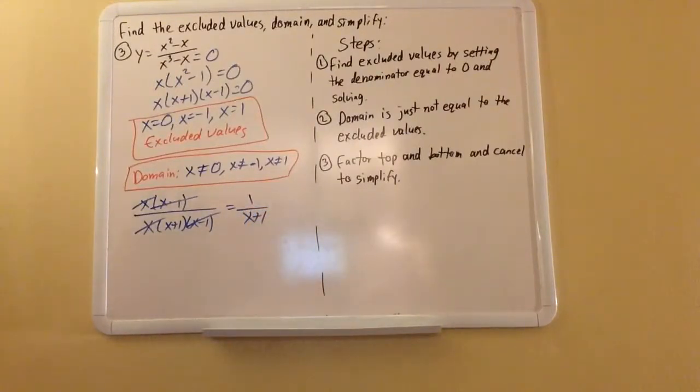Now, there's a lot of confusion about this, because a lot of people like to write this as just x plus 1, or they like to write it as 0 over x plus 1. Let me give you a good explanation on why it's 1 over x plus 1. It's because anything divided by itself equals 1, right? 3 divided by 3 equals 1. 10 divided by 10 equals 1. So x divided by x equals 1.